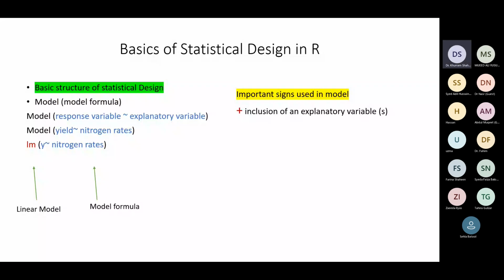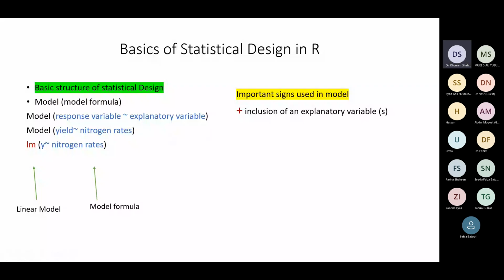Okay. So you can add the yield and nitrogen rates, and then with the plus sign add the variety. You can add explanatory variables 2, 3, 4, whatever factors your data have. As I add nitrogen rates, then plus varieties, plus treatments, you can add these things within the model formula.